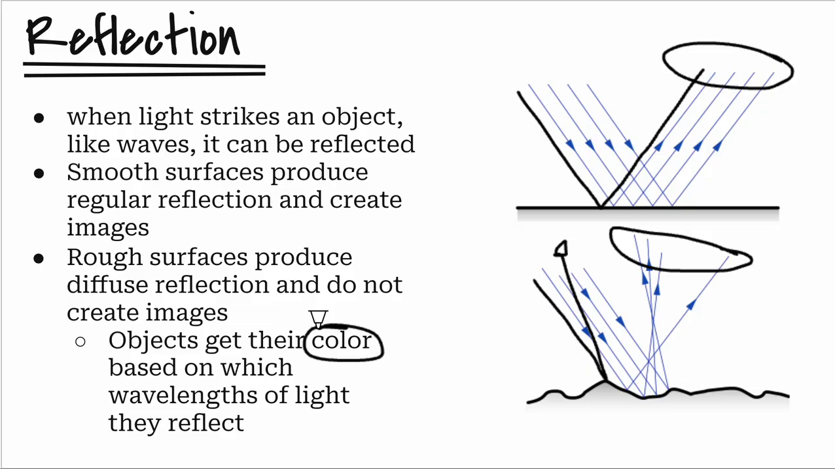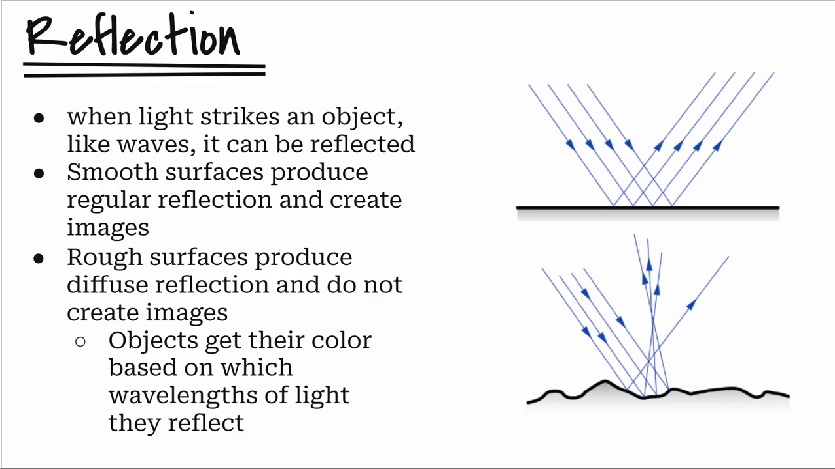So every year I have students who tell me that objects that aren't mirrored don't reflect light. Unfortunately, if that was the case, we wouldn't be able to see those objects. Instead, we would see a black empty void in their place. So all objects reflect light, it just matters how they're reflecting it on whether or not you're going to see an image.